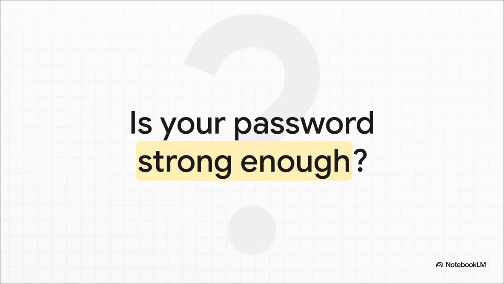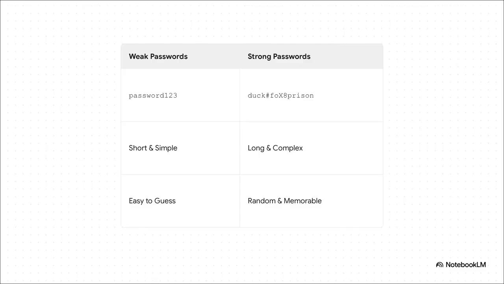And that brings us to a crucial question you should ask yourself. Are you protecting your accounts properly? Is your password actually strong enough? The difference between a weak password like password123 and a strong one is massive. Here's a great trick. A strong password that's still easy to remember can just be 3 random words combined. Then you just add a number, a symbol, and a capital letter. Yeah, duck hash fox 8 prison is strange, but you'll remember it, and a computer would take forever to guess it.